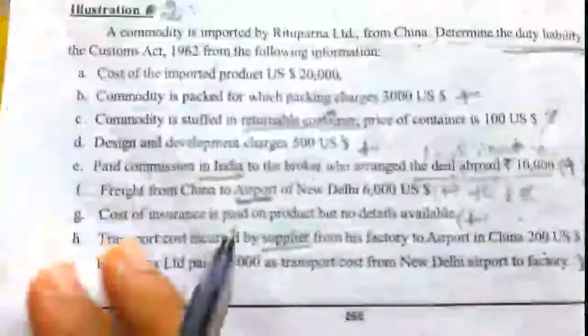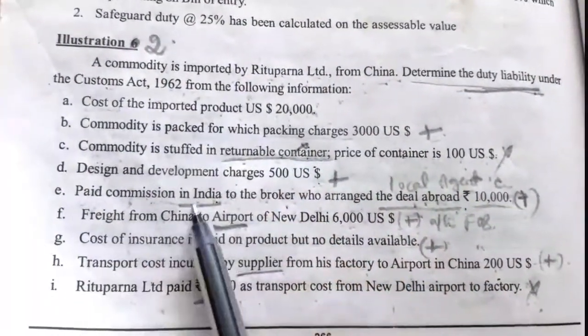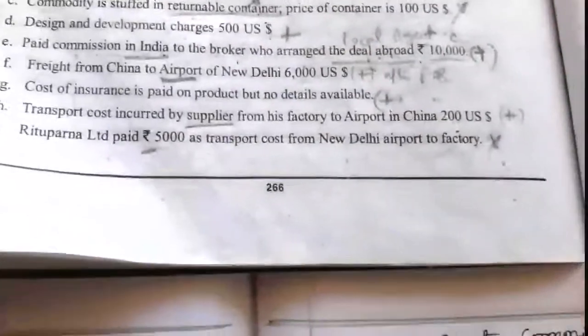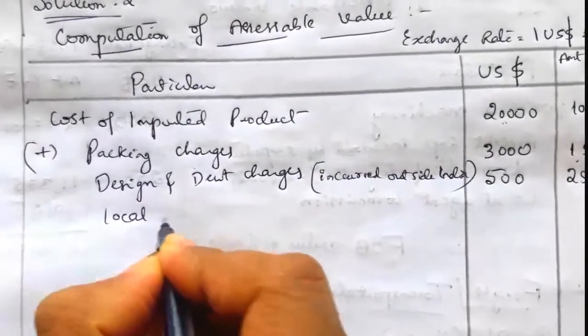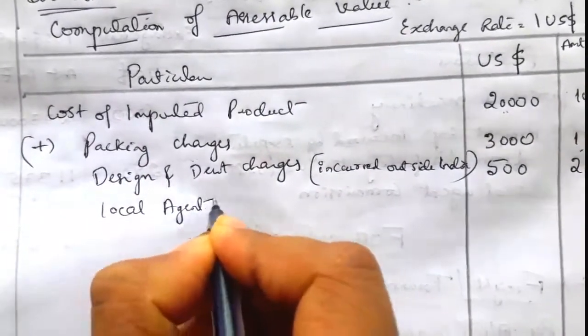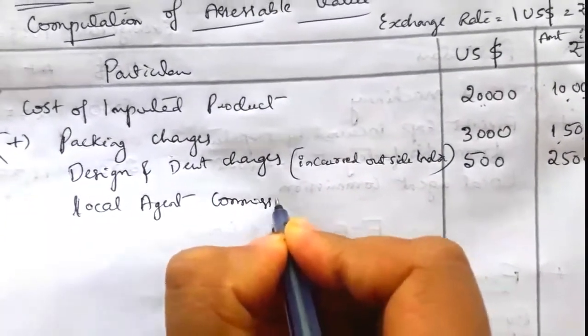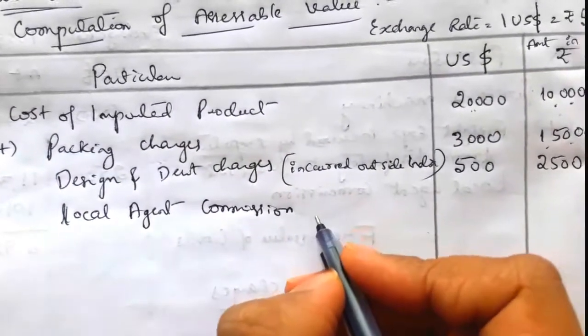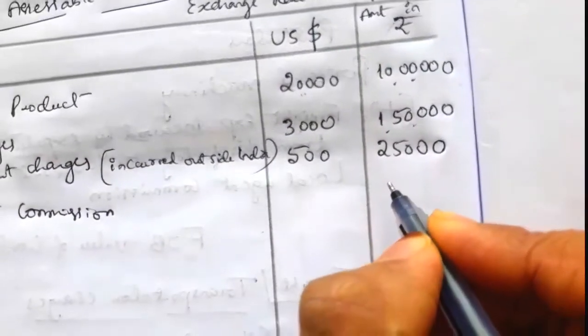So the commission paid in India is information relating to the importer. The importer has paid a commission in India to a broker, in Indian rupees. It is nothing but the local agent commission, so we have to take the local agent commission here, right? They have not directly said it is a local agent, but they have given the information that he is arranging the deal abroad. So arranging a deal abroad means he is a local agent. So 10,000 we have to take.